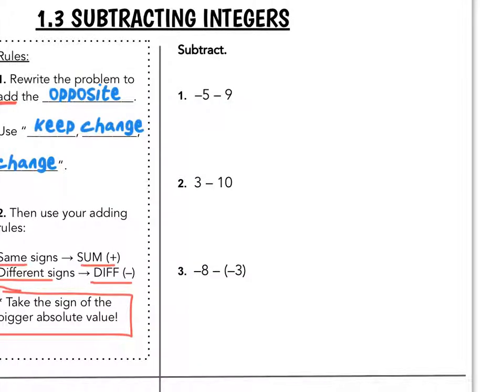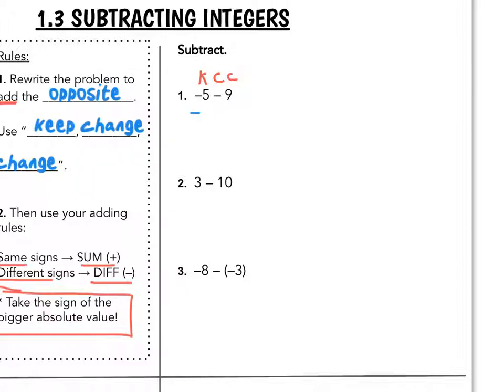Okay, now let's take a look at these problems. This is where I want you to use a red color to show your keep, change, change. So when you see subtraction, you're going to keep the first number, then change the subtraction sign to addition, and then change the second integer. I'm going to write here KCC, and please do the same. That stands for keep, change, change.